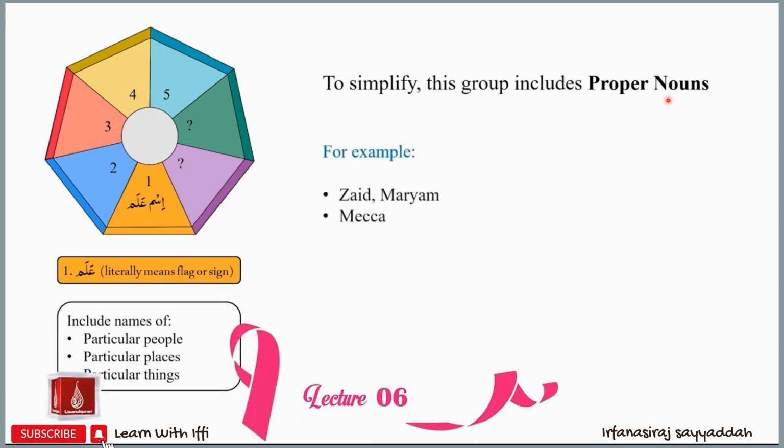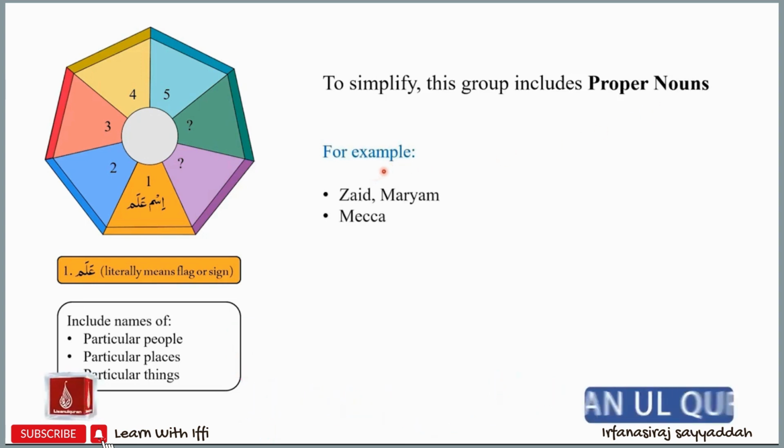For example, Zaid is the name of a particular person. Maryam is also the name of a particular person. Mecca is the name of a particular city. These types of asma are the easiest to identify as examples of definite asma or marifa asma.